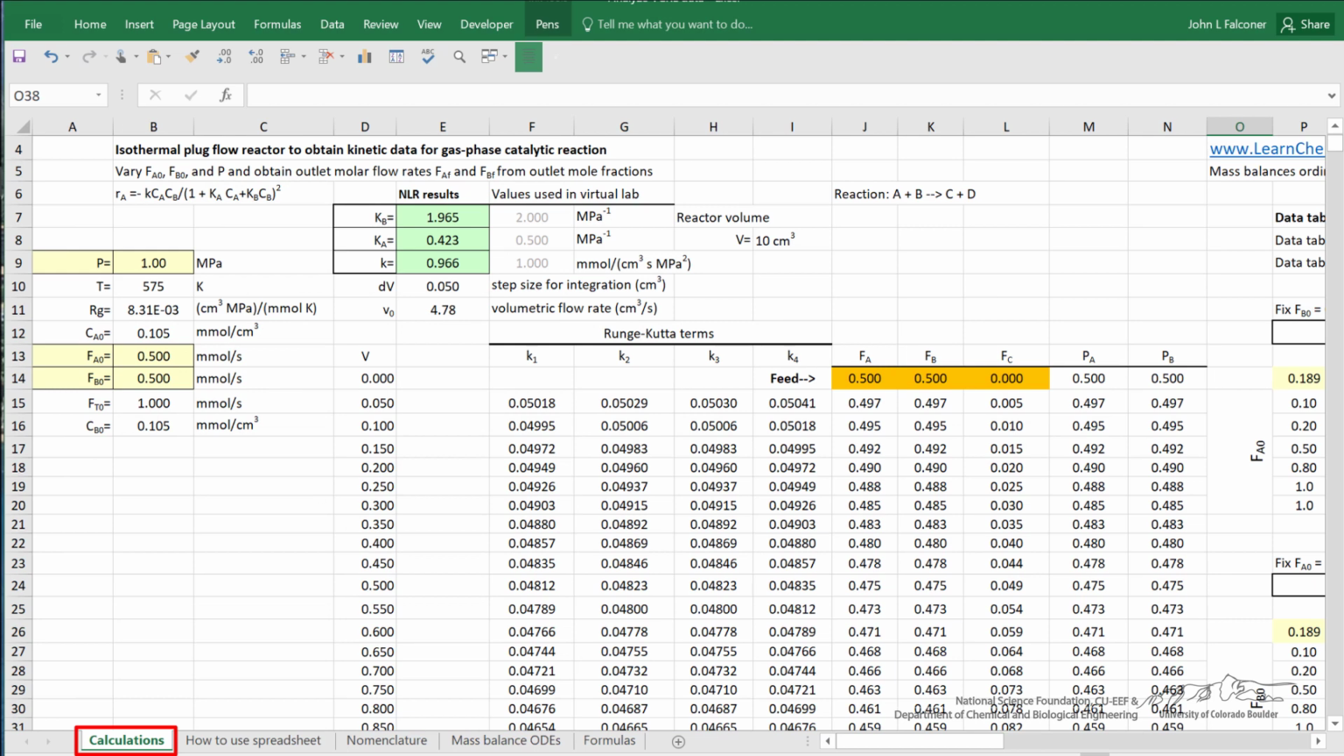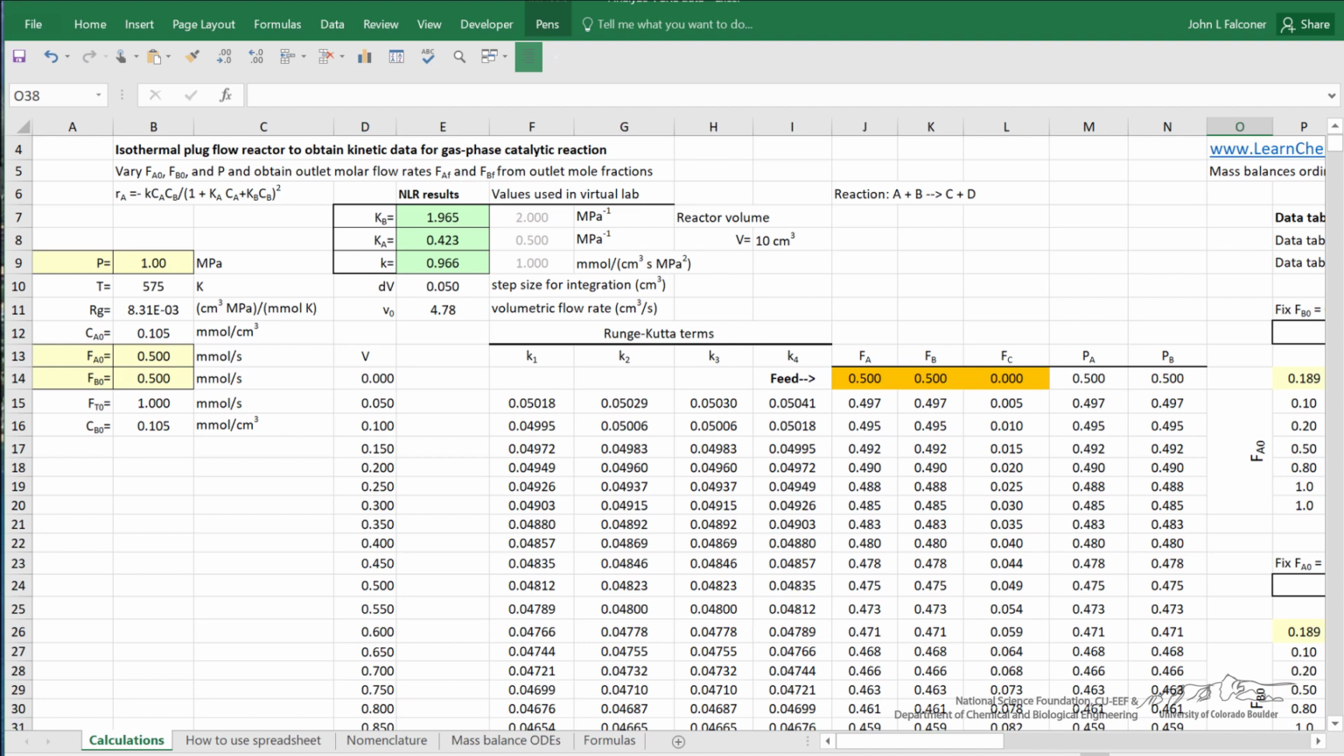If we input values into the yellow cells for reactor conditions, inlet flow rates, and the pressure, we can then integrate those differential equations, the mass balances, and determine the outlet parameters if we pick constants for the rate expression. And I show the results of the nonlinear regression here, but essentially these constants in green are then the ones that are used to carry out this numerical integration.